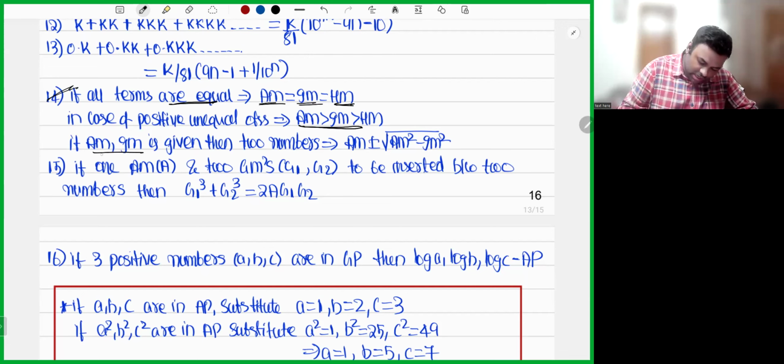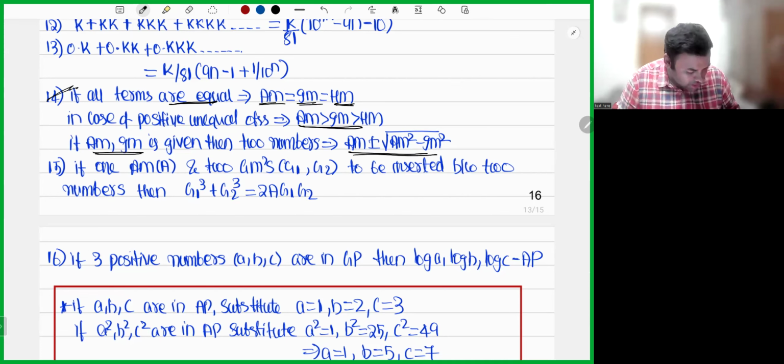Next, if AM and GM are given, then the two numbers will be AM plus or minus root of AM square minus GM square. See, this question you will find in sequence and series itself. However, you can do option verification also, but sometimes option verification will not be possible. I can tell you what is the product of those two numbers. Or else he'll ask you which is the greater number among both, or which is the smaller number among both. So in those places, we'll be using this formula.